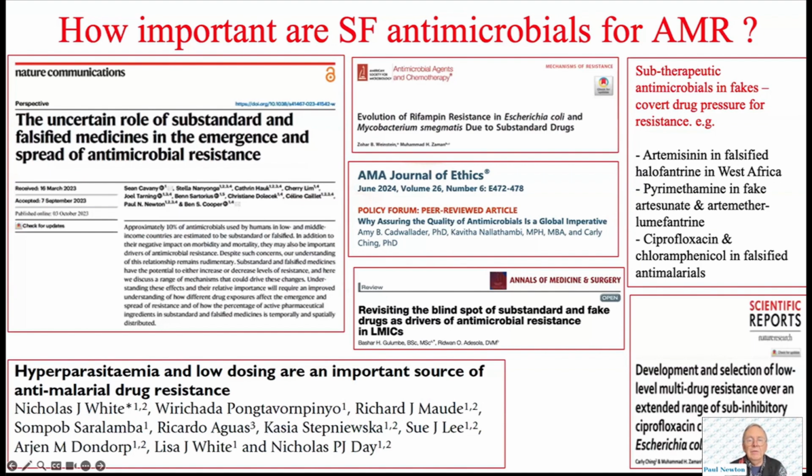One often neglected issue is that falsified antimalarials, and sometimes substandard antimalarials, contain wrong, unexpected active ingredients, at top right on this slide, including, for example, ciprofloxacin and chloramphenicol in falsified antimalarials. And so this will lead to the cryptic exposure of patients, and hence the bacteria that they're infected with or carrying, to antibiotics that conventional surveillance would not pick up as exposed.